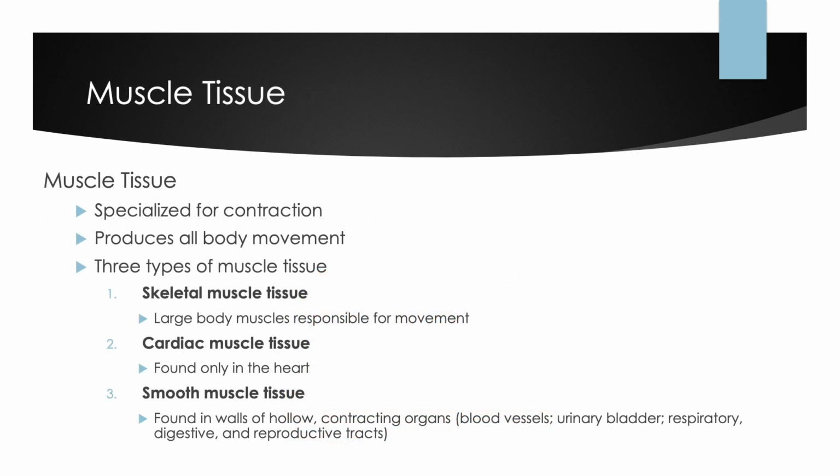So what is muscle tissue? Let's define that first. Muscle tissue is specialized for contraction. It also is responsible for production of all body movement. And then we have three different types of muscle tissue. Skeletal muscle tissue, which is the large body muscles responsible for movement. And then we have cardiac muscle tissue, which is found only in the heart. And finally, we have smooth muscle tissue, which is found in the walls of hollow contracting organs. And these are organs such as your blood vessels or your urinary bladder or your respiratory, digestive, and reproductive tracts.